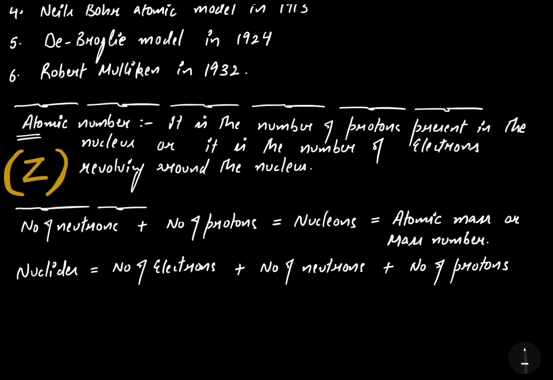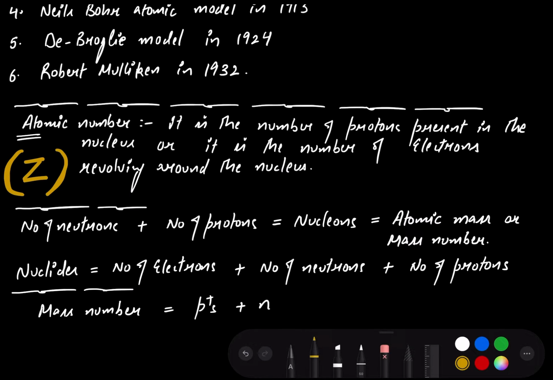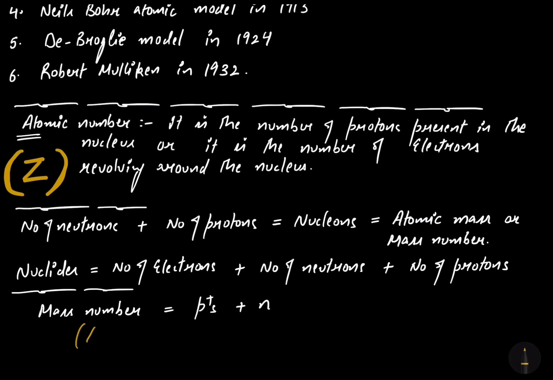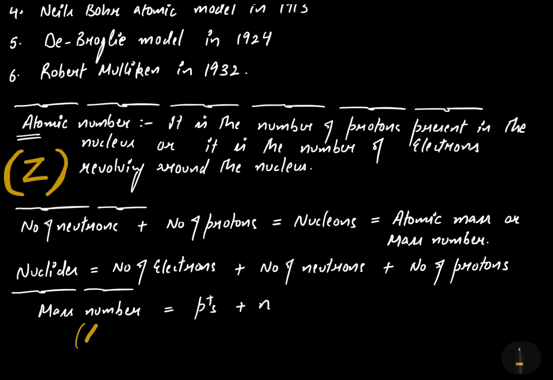Now, next is mass number. We have already done that. The mass number is obviously the number of protons in the nucleus plus the number of neutrons in the nucleus. Now the mass number is represented by a capital letter A.